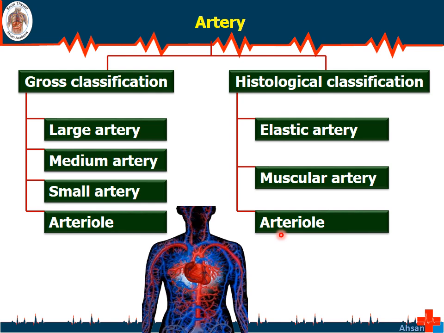So this is the classification. Here you can see the medium and small, making this classification 4, but here it is 3. This medium and small artery is histologically muscular artery.